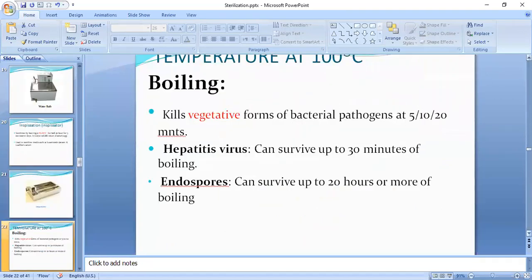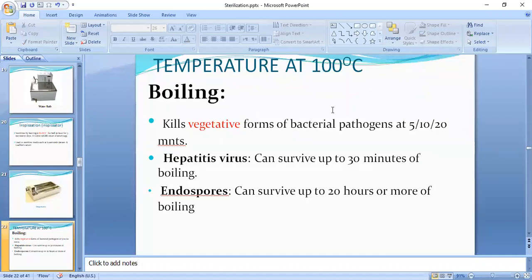Boiling is one of the methods, and the temperature used is 100 centigrade. In the case of boiling, the vegetative forms of the bacterial pathogens are killed, and the time allowed is 5, 10, or 20 minutes. It may be any of these: 5 minutes, 10 minutes, or 20 minutes are given for the boiling procedure.